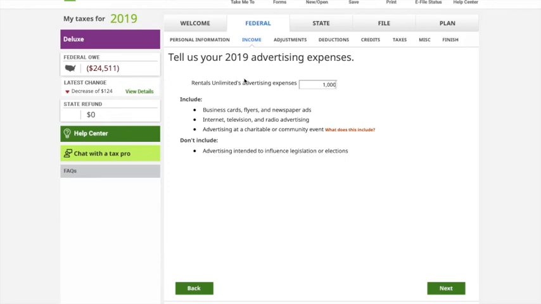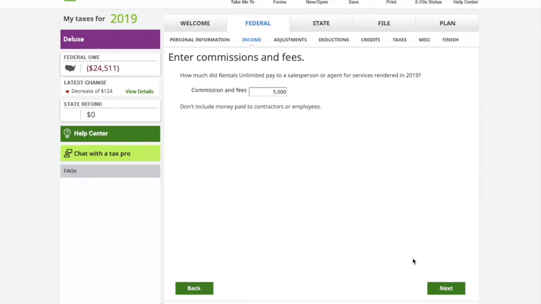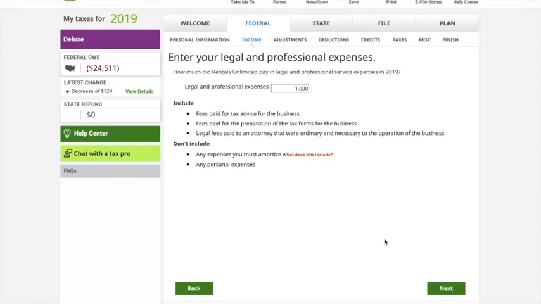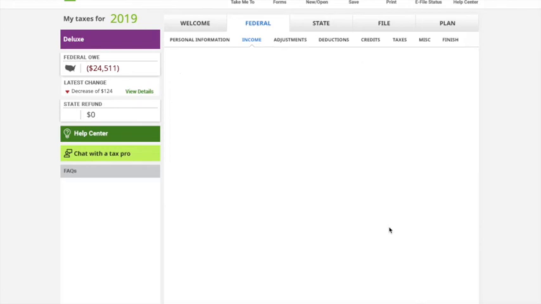So the first one is advertising expenses. This could include your website. Maybe you have online ads and such things. Commissions and fees. If you paid commissions on your rentals, you paid a third party to obtain rentals for you, and you paid them a commission, you would enter that here. Insurance. The most relevant thing for this is your property insurance. Legal and professional expenses. Maybe you paid a lawyer to do a title search. Expenses like that.